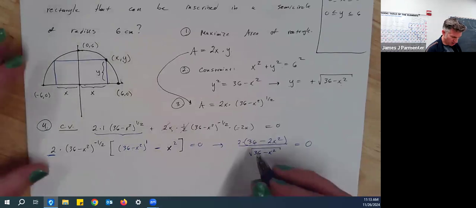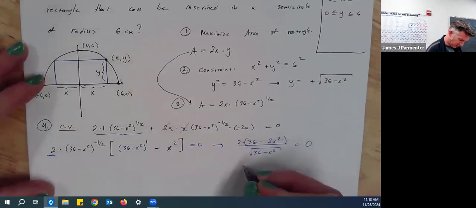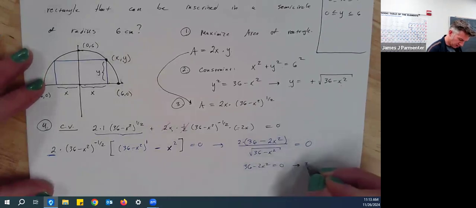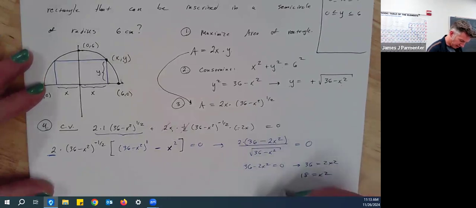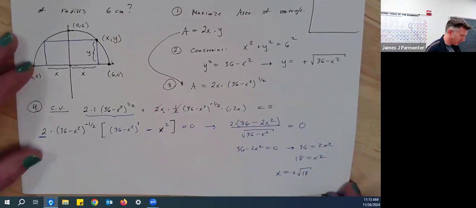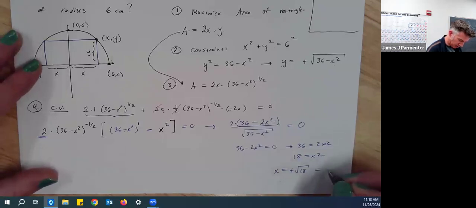Okay, so setting the top equal to 0 and dividing by 2, we have 36 minus 2x squared equal to 0. 36 equals 2x squared. 18 equals x squared. x is equal to the positive square root of 18, because we know that x doesn't get to be negative here. And if you wanted to simplify that a little bit, you could say that x is equal to 3 root 2.